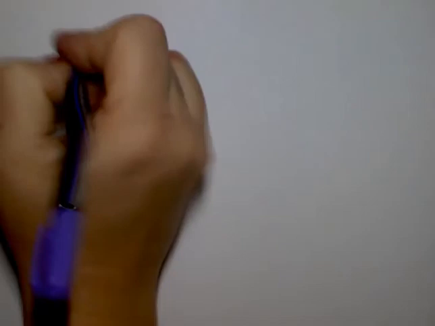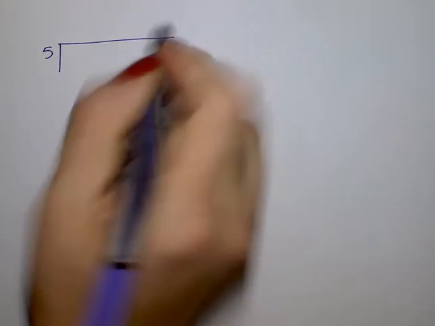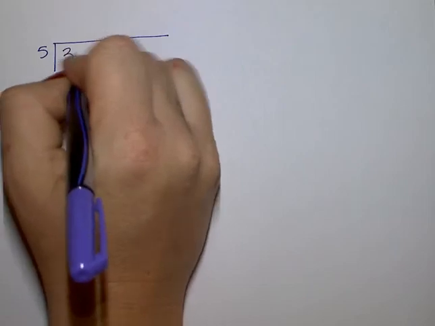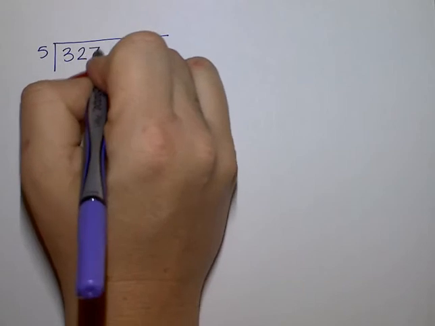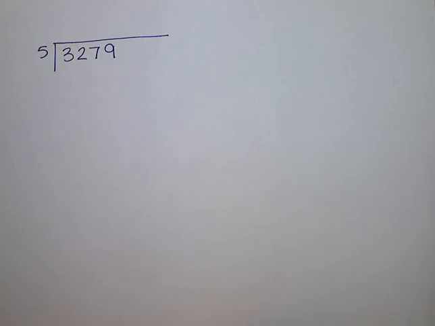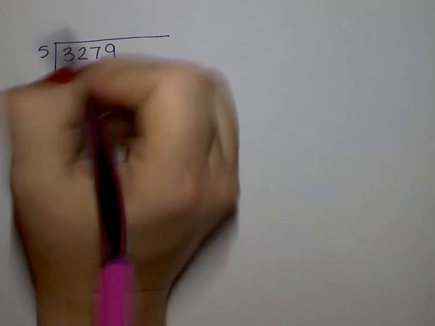You're writing this down as I go through it. 5 divided by 3,279. Now I'm going to teach this as if you are lost with long division or you've never done it before, okay? If you feel confident, go ahead and try the problem while I'm going through it. So here's how you would do this.